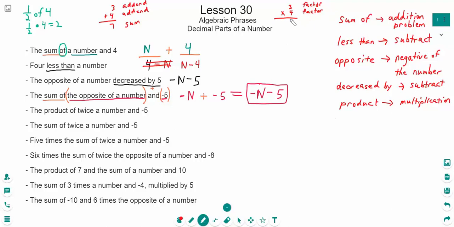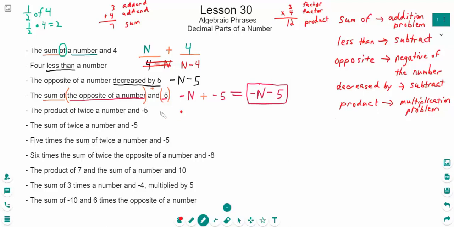But perhaps, and maybe in this case it makes more sense in algebra to call the first one a factor and the second one a factor. And then the answer, we called that a product. Hopefully this is ringing some bells. So the product is the answer to a multiplication problem. So when we see the word product, we know that we're talking about a multiplication problem. So the product indicates multiplication. So we're going to throw that down, multiplication.